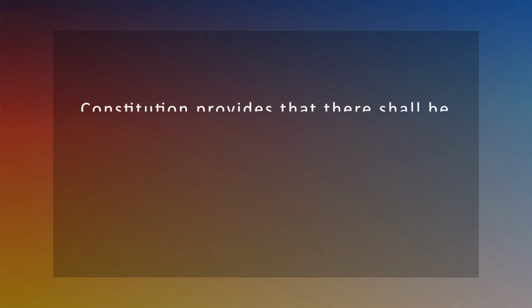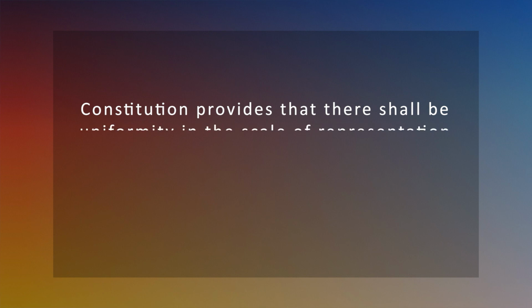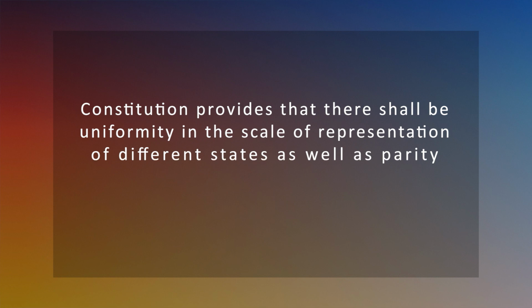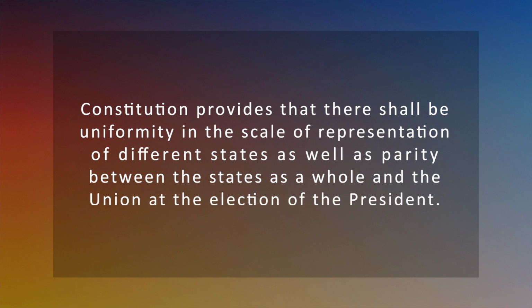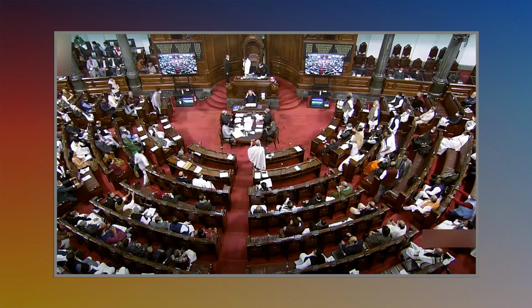Even if fresh elections to the dissolved assembly are not held before the presidential election, the Constitution provides that there shall be uniformity in the scale of representation of different states as well as parity between the states as a whole and the union at the election of the President. To achieve this, the number of votes which each elected member of the Legislative Assembly of each state and the Parliament is entitled to cast at such election shall be determined in the following way.